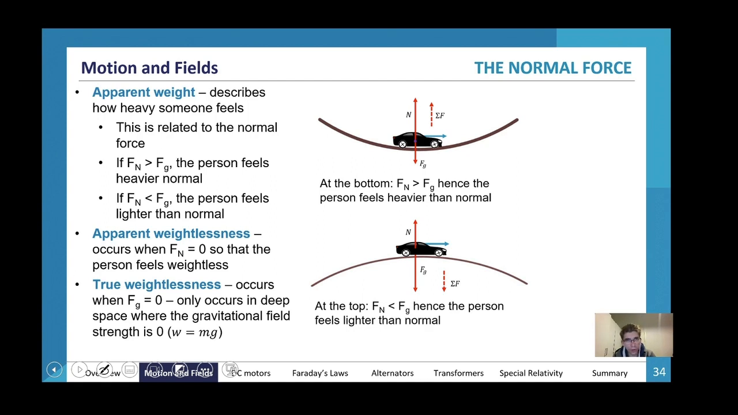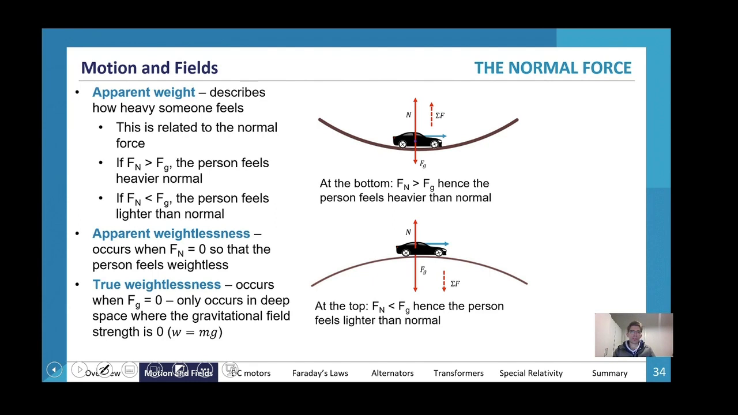Now, I do need to cover one small thing before we continue. And that is apparent weight, apparent weightlessness, and true weightlessness. Now, this is not technically speaking directly on the study design, but VCAA still assumes you know it. So that's why I'm explaining it.